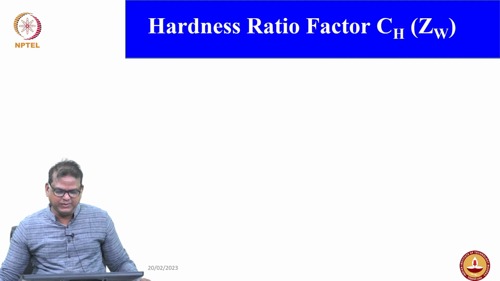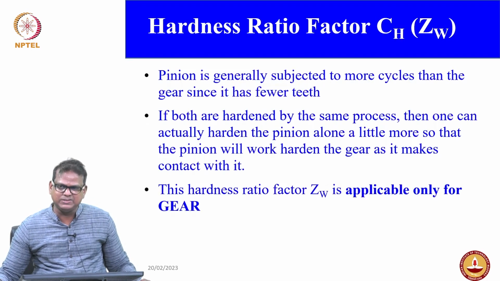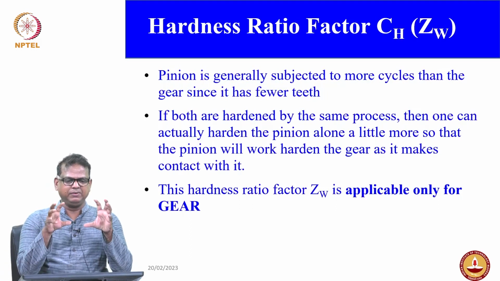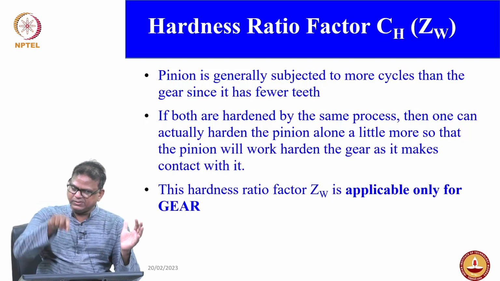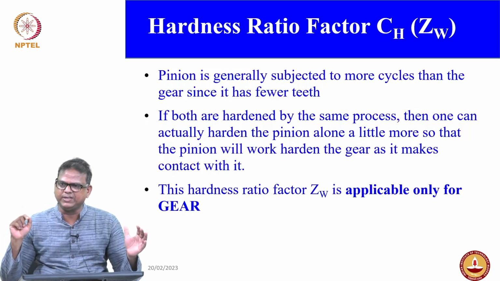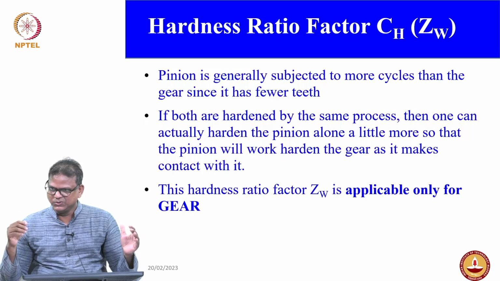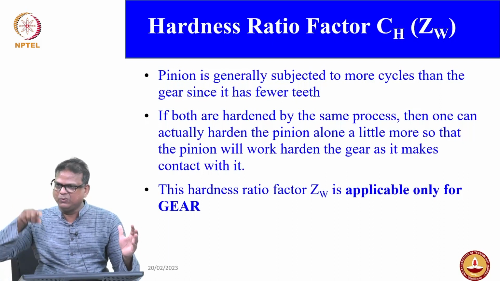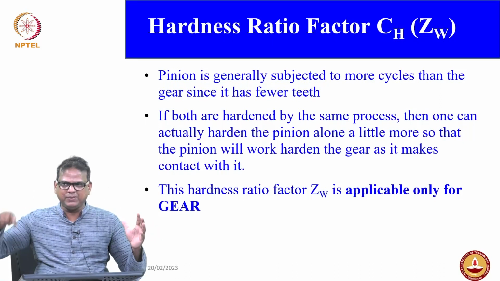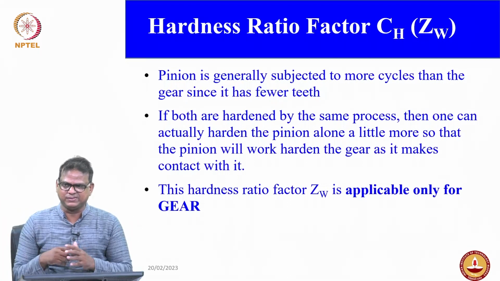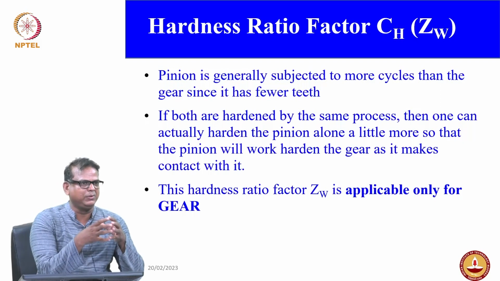right. Hardness factor, so this is generally applicable for the gear. I will tell you the reason why. You have a gear, you have a pinion, right. For one rotation of the gear, how many rotations would you expect of the pinion? At least 1 or greater than 1. So that means the pinion will take more turns compared to your gear. So what happens when the pinion undergoes more turns? It will go to strain hardening. The moment it goes to strain hardening, what happens to the hardness?